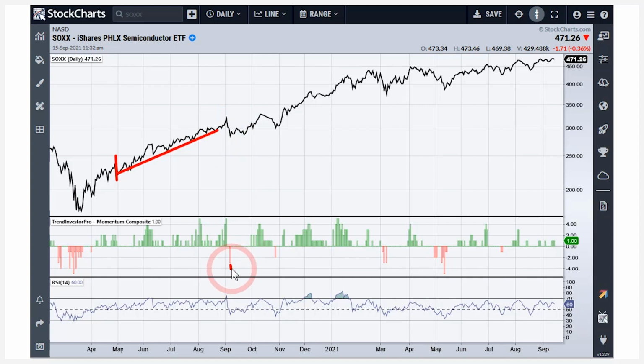So the momentum composite hits -3. That signal's oversold. That gives you a bounce. Now you can see on this pullback, we didn't get to -3, so not quite oversold enough.